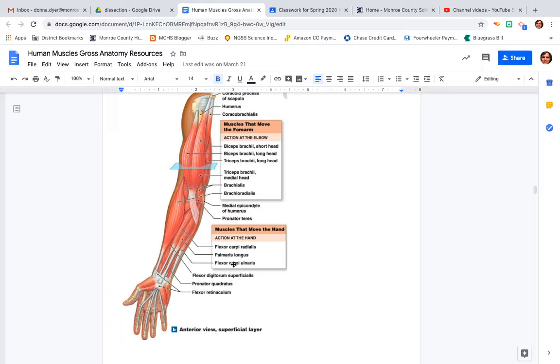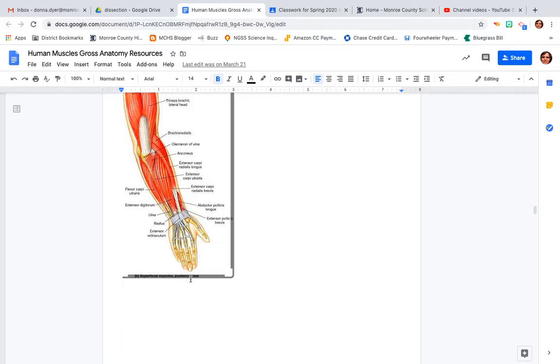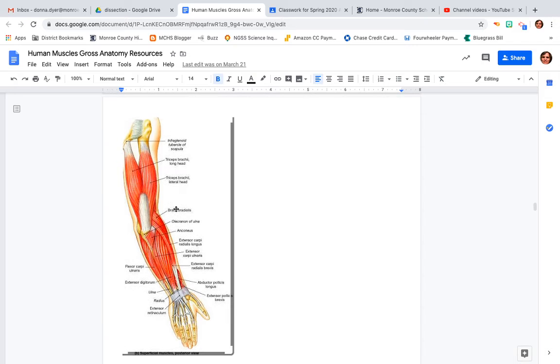So again, a lot of those directional terms we learned at the beginning are going to come in very handy when you're looking at these. Notice that this is a posterior view of the arm. So again, here we're looking at the back of the arm. You can see the triceps brachii, the long head. You can see the lateral head here. You can also see the brachioradialis better here on this posterior view.